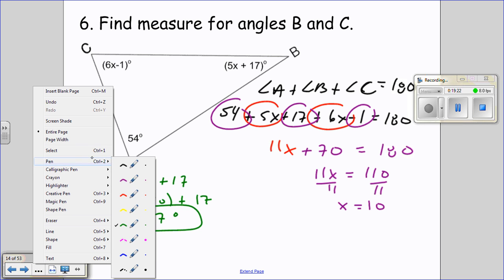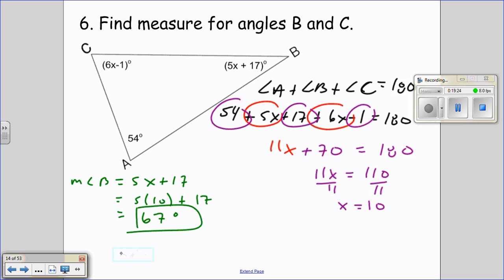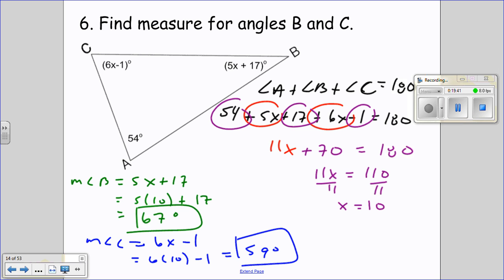And lastly, the measure of angle C is equal to 6 times x minus 1. So that's 6 times 10 minus 1, or 60 minus 1, which is 59 degrees. And this concludes your notes for today's lesson.